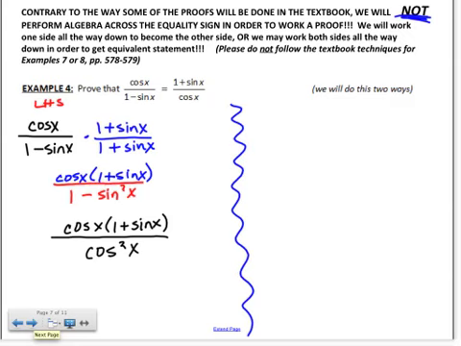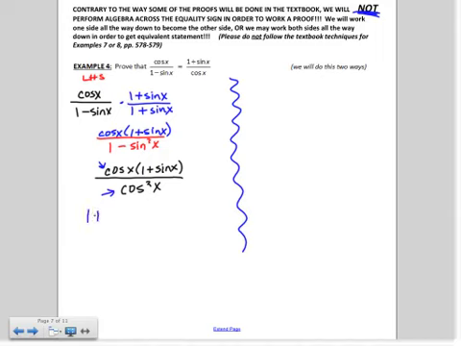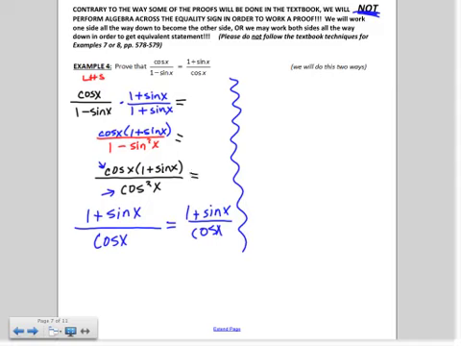And do you notice that this cosine here is going to cancel with one of these here, and it is going to leave 1 plus sine x on top. Let me redo this here. So I have 1 plus sine x on top over the remaining cosine x. And that is what we wanted to prove. And this is how you do the proof. And so you can actually keep the equal signs going because we are working the left-hand side down.